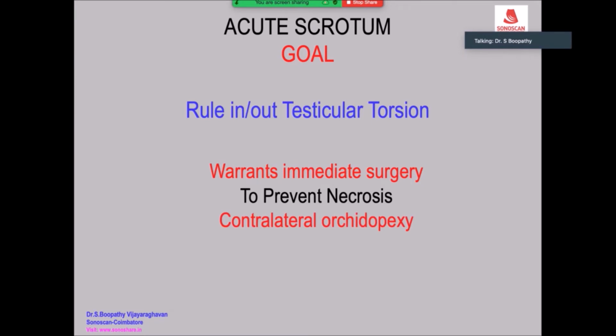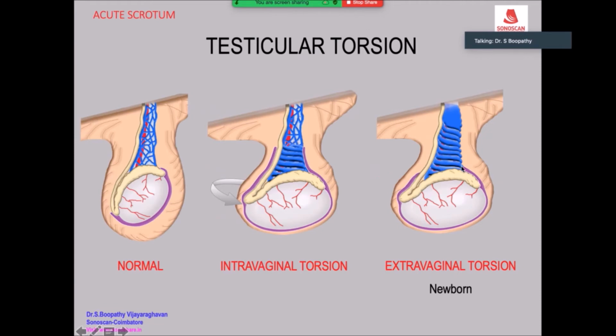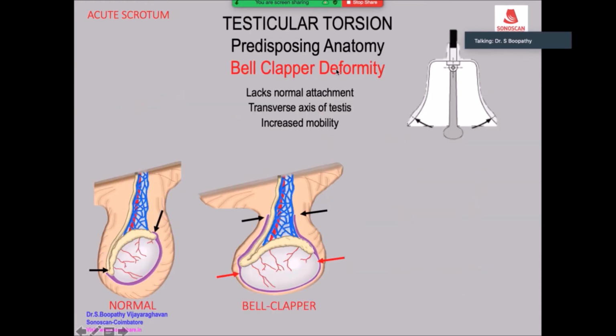Also important is that we have to fix the other testis. So, contralateral orchidopexy, extravaginal, outside the tunica vaginalis. This particularly happens in newborns, where the spermatic cord has increased mobility. This is a bell clapper deformity, like a bell clapper. There is increased mobility of the testis, which predisposes to torsion.